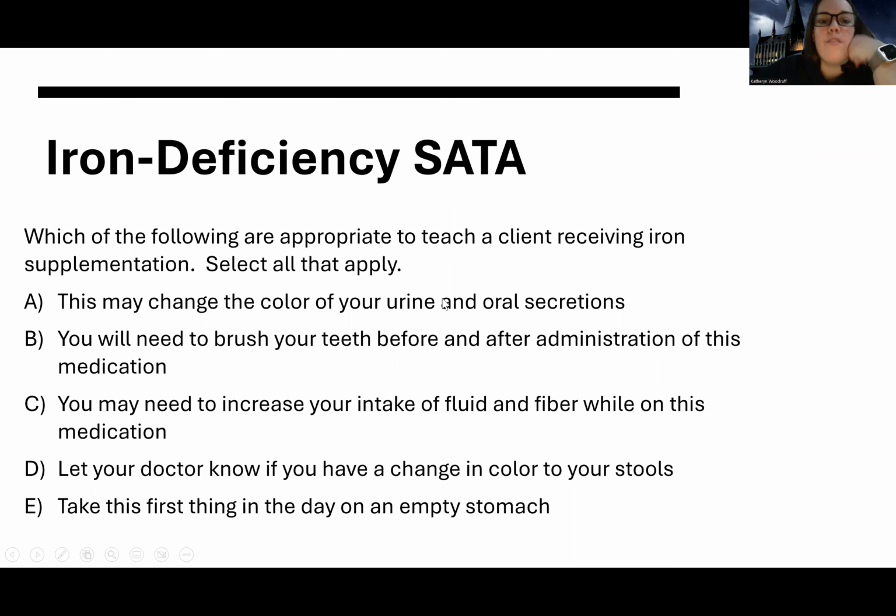So it says, which of the following are appropriate to teach a client receiving iron supplementation? So this is a teaching question, and it's looking at what is appropriate. So we're looking for what is right.